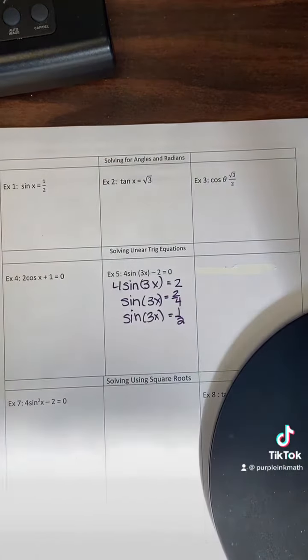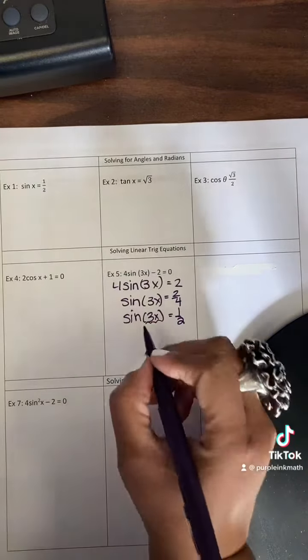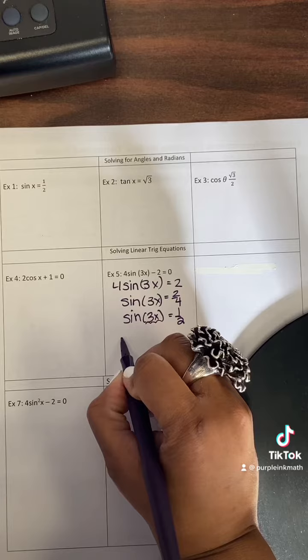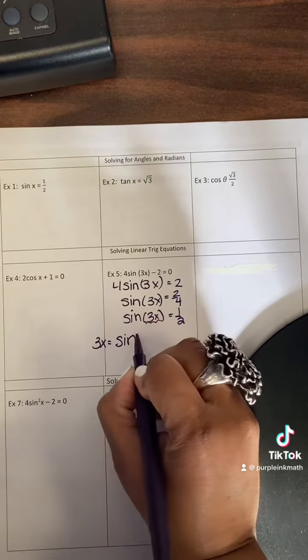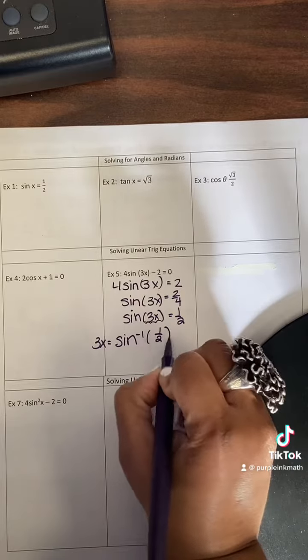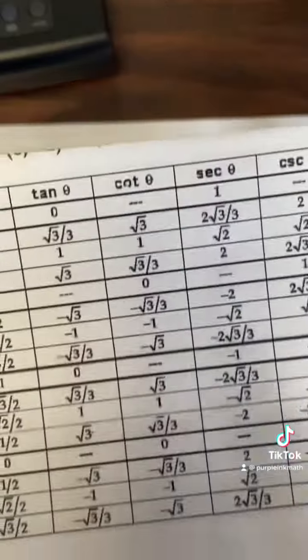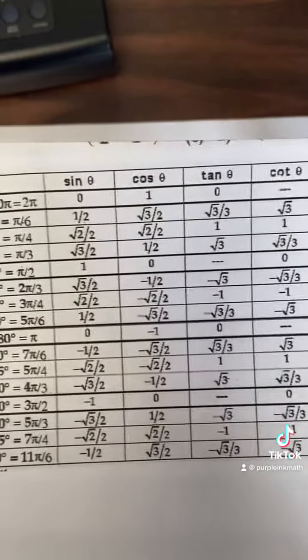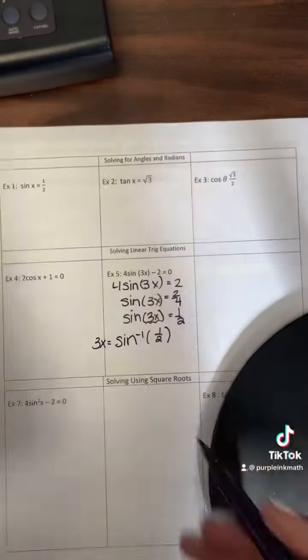Now, I want to get the 3x by itself. So, all I'm going to do is move it to the other side. So, I want to know whose sine is a half. So, I'm going to have 2 answers. So, whose sine is a half? I have a half at 30 degrees and 150 degrees.